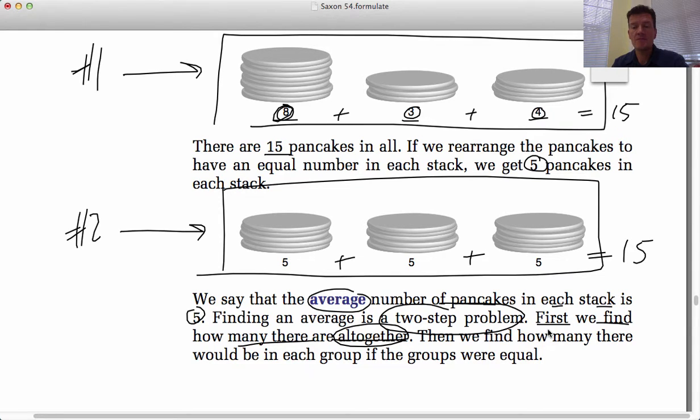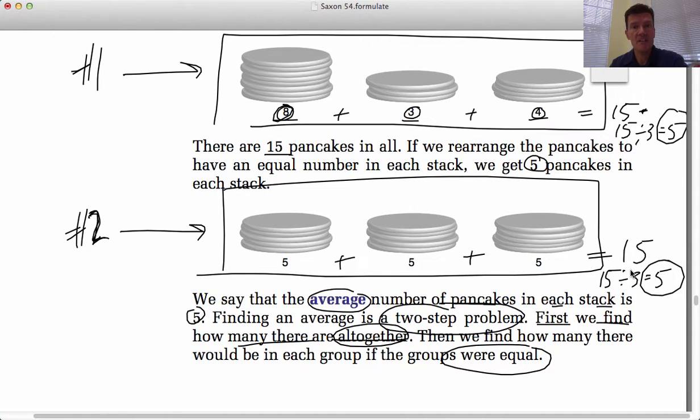Then we find how many there would be in each group if the groups were equal. And that's what we did down here in case number 2. And we're going to do that by dividing by the number of groups that you want. Okay? So in this case, if you take the total and you divide by, say you want 3 equal groups, take 15 and divide by 3, you're going to get 5. Same total here. If you take 15 and you want 3 equal groups, 15 divided by 3, you're going to get 5. The average is the same in both cases.